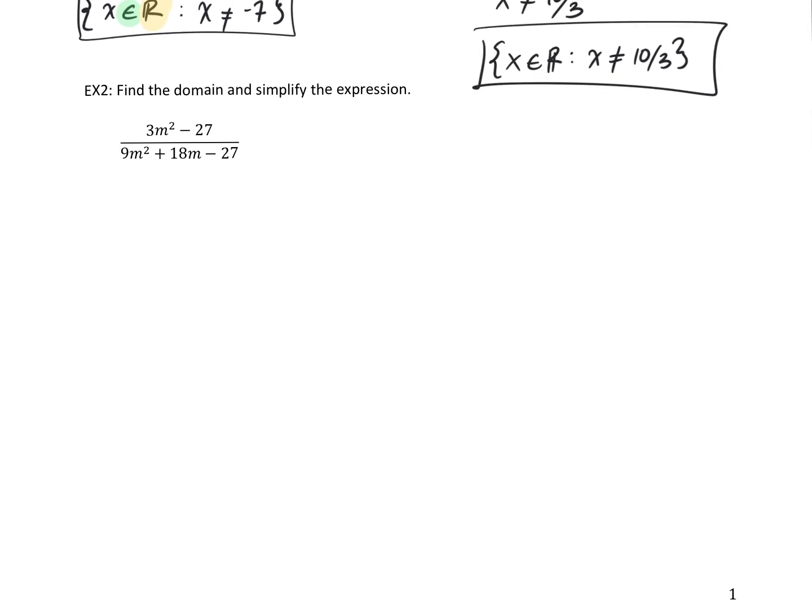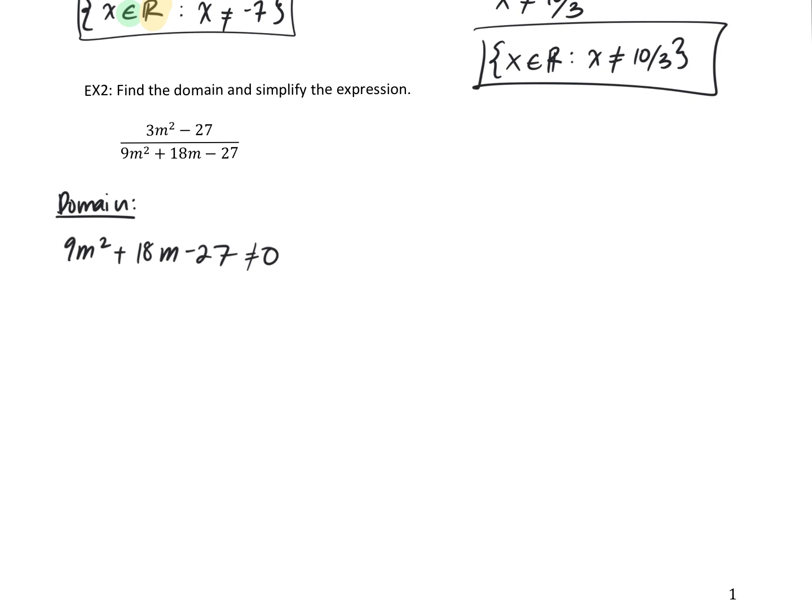All right, let's take a look at the next one. Find the domain and simplify the expression. All right, so again, to find the domain, we're going to want to first focus on the denominator. So I'm going to go ahead, since we're doing two different things, I'm going to label them. This is for my domain. Again, we don't want the denominator to equal 0. So let's go ahead and figure out what number makes it equal to 0. And I'll set my denominator equal to 0 and say it can't equal that.